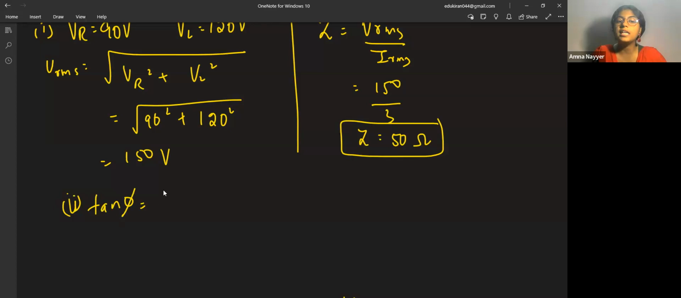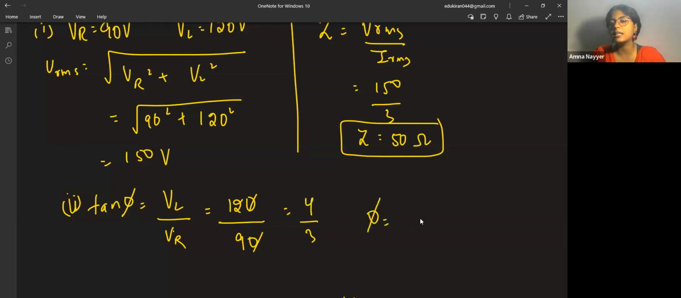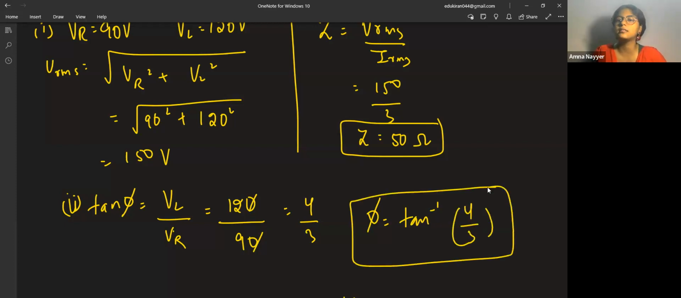Why are we using tan phi? Because VL divided by VR we can use. What is VL? VL is 120. And VR is 90. So this becomes 4 by 3. So phi, that is the phase angle. Always use inverse trigonometric functions, so that becomes tan inverse 4 by 3. This is your answer. Now, one more circuit we'll be doing, but we'll do it very fast because it is similar to this.